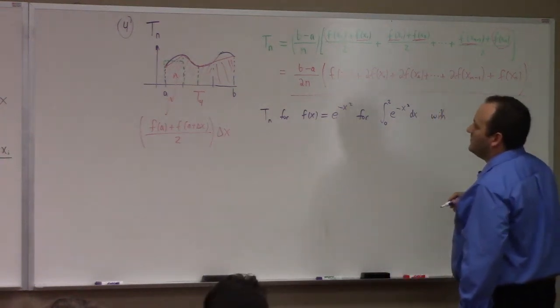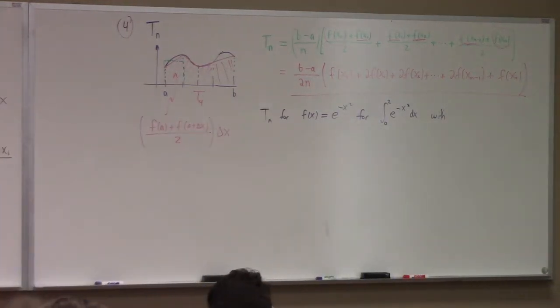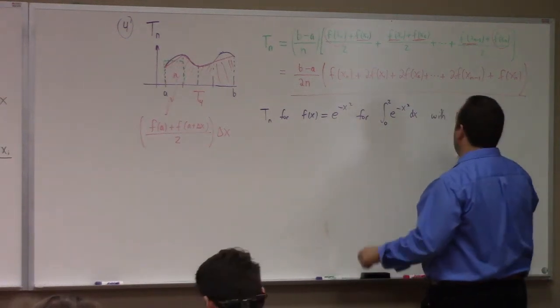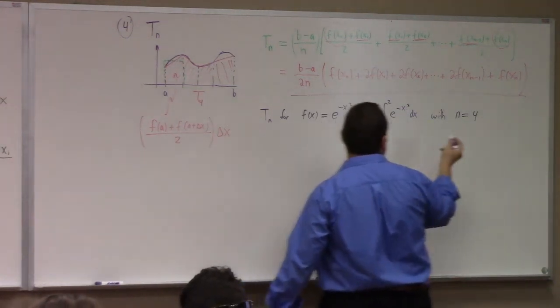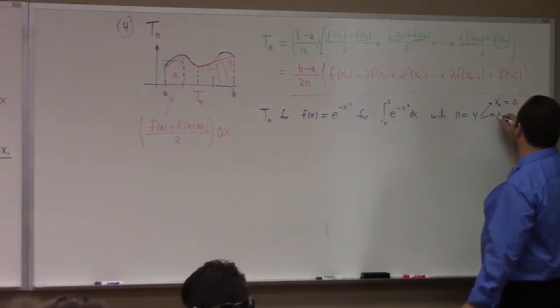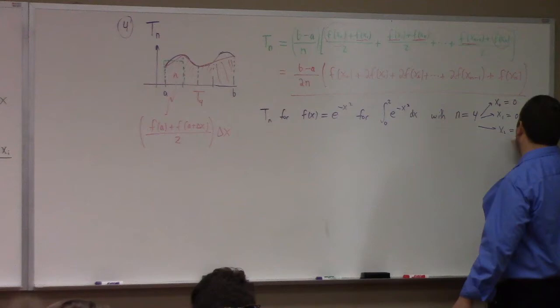By the way, I got to be careful here. No, we're okay. Let's do it for n equals 4, okay? So what's n equals 4 mean for my x naught? We've got x naught equals 0, right? What's x1 equal to? 0.5, or 1/2, very good. x2 is 1, x3 is what?